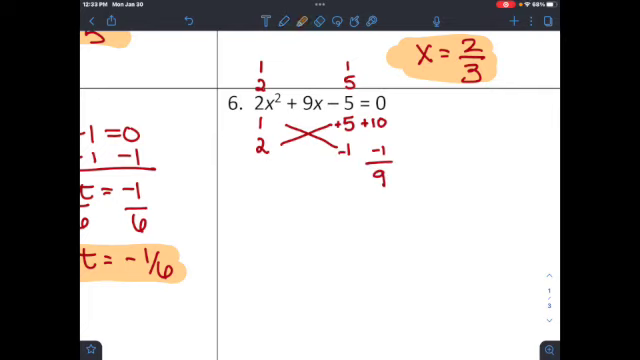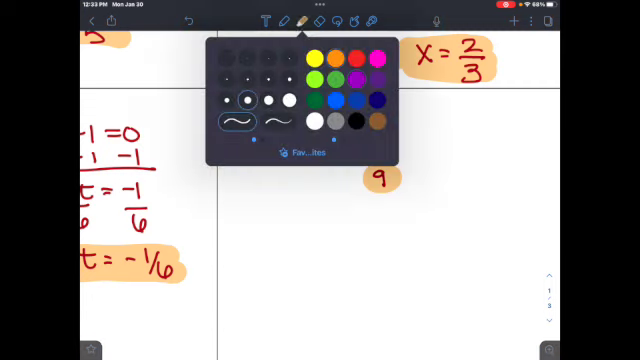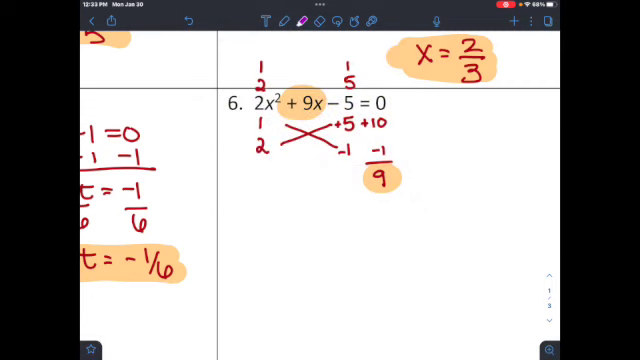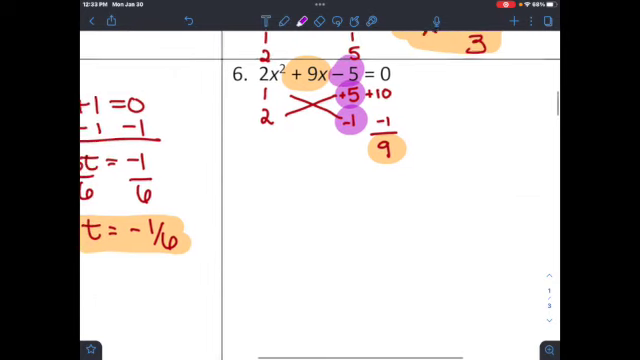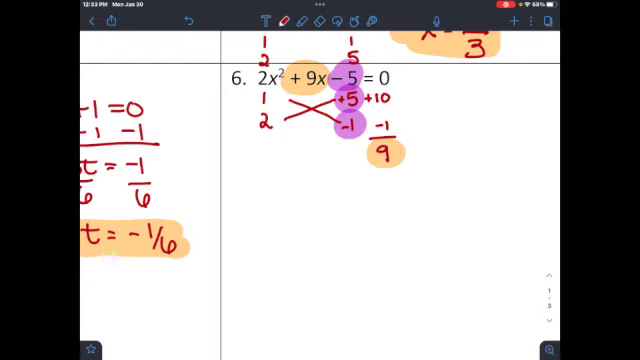So double check. This number is going to be equal to that. And then the next part we had to double check is negative 5 and negative 1 multiplied, which gives you negative 5. Because we did all the checking and they are correct, the answer for that is going to be x plus 5 and then 2x minus 1.